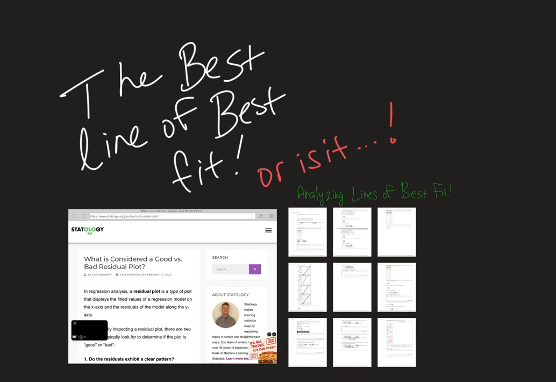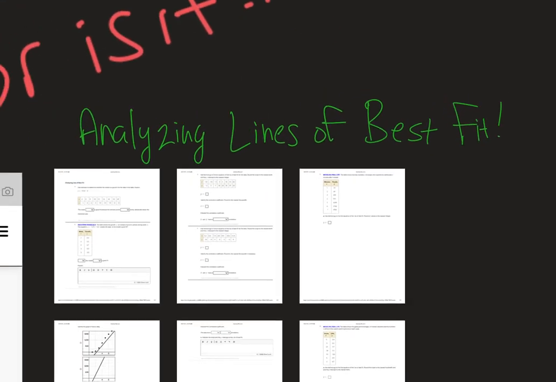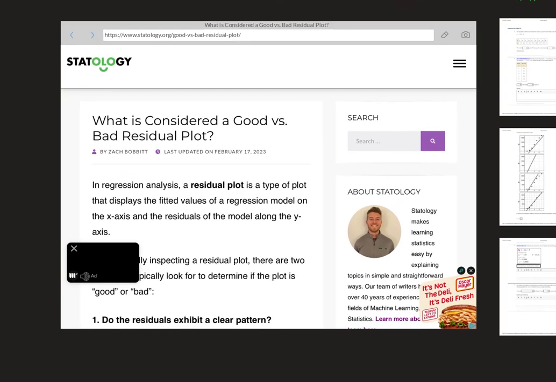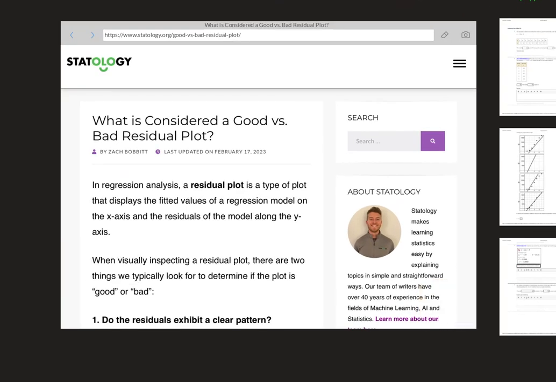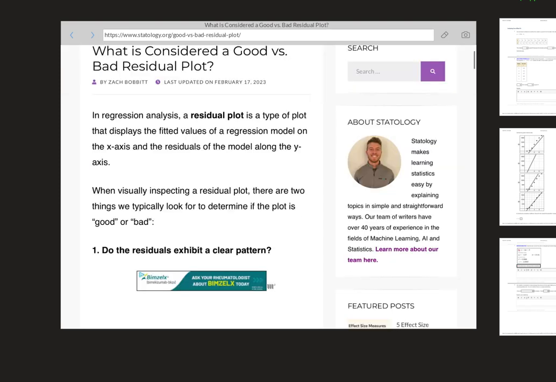We're talking about the line of best fit, the best line of best fit, or is it? So basically we're analyzing lines of best fit. And one of the things that we talked about that I'd like to look a little bit further at is what is considered a good versus bad residual plot.